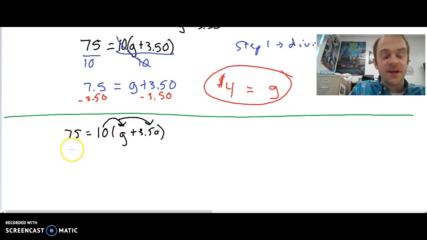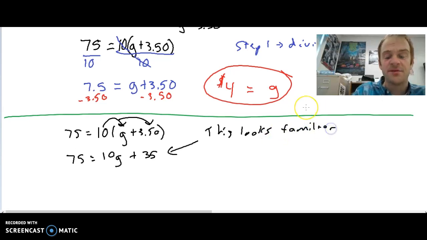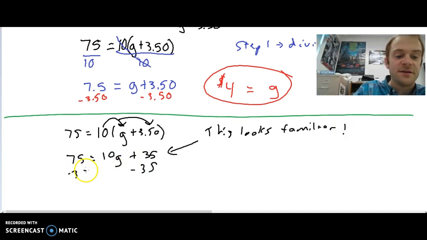I could do that distributive property. So this would become 10 times G is 10G. This becomes 3.5 times 10 becomes 35. And then from here, now, this looks familiar. This looks like what we've been doing. And actually is pretty much what we had happen in the one above as well. Okay, so then I can subtract 35, and I get 40 equals 10G. And then lastly, I would divide by 10. And notice I get the exact same answer.